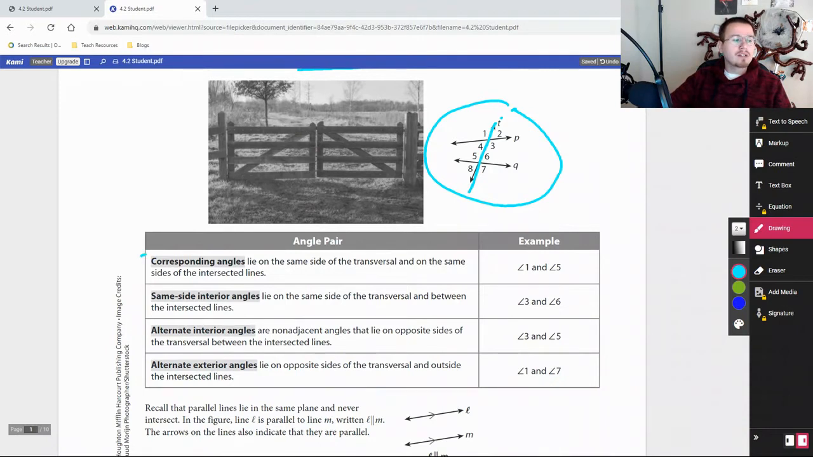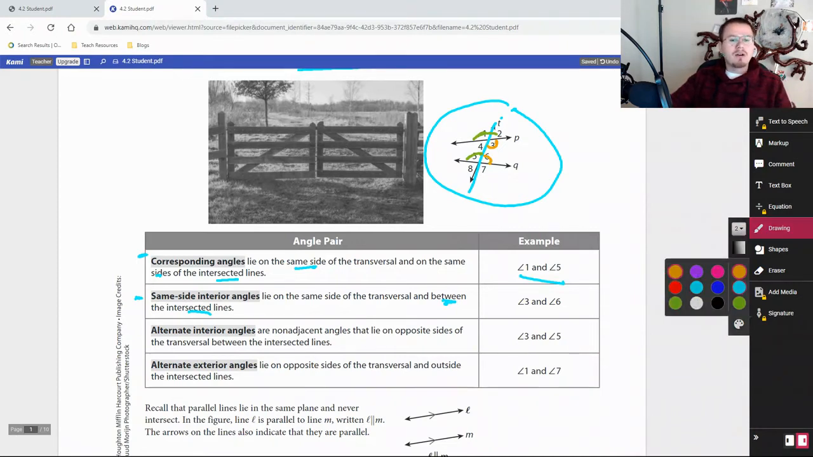We have corresponding angles. They lie on the same side of the transversal and on the same sides of the intersected lines. The example would be angle 1 and angle 5. Those are corresponding angles. We talk about same side interior angles, and they lie on the same side of the transversal and in between the intersected lines. This is going to get a little tricky to recognize. So 3 and 6, notice how they're kind of in the same box.